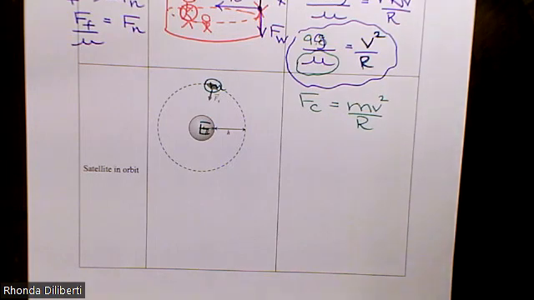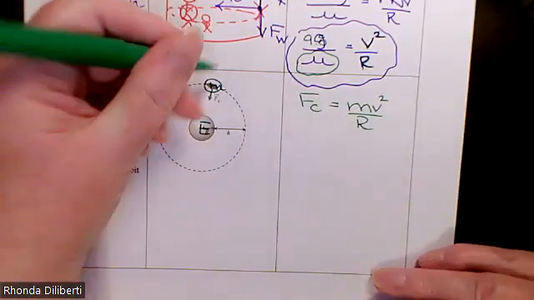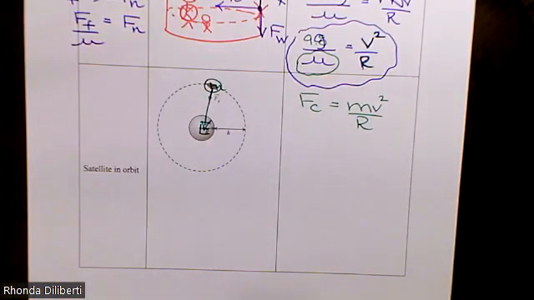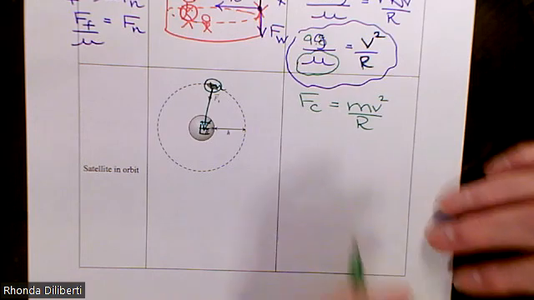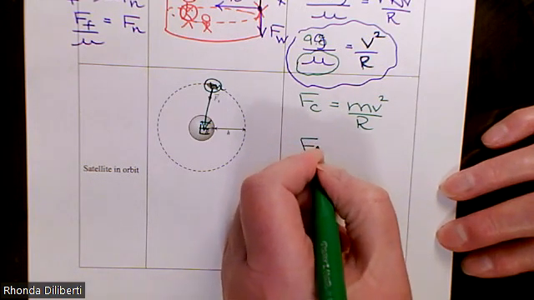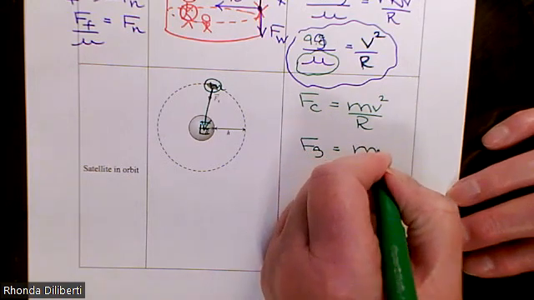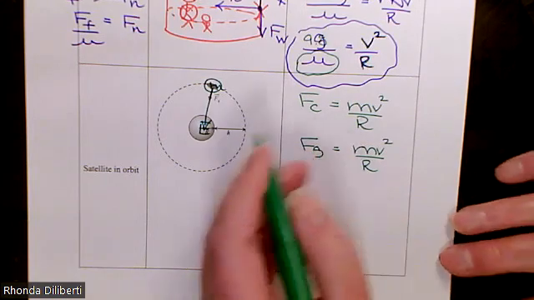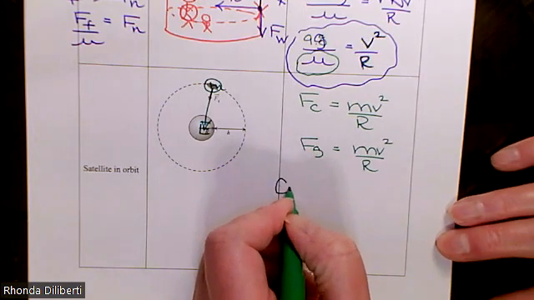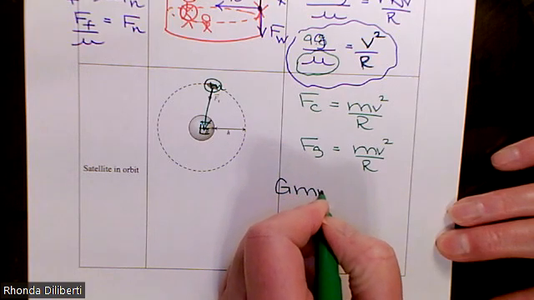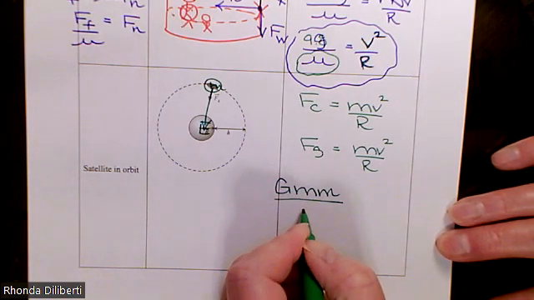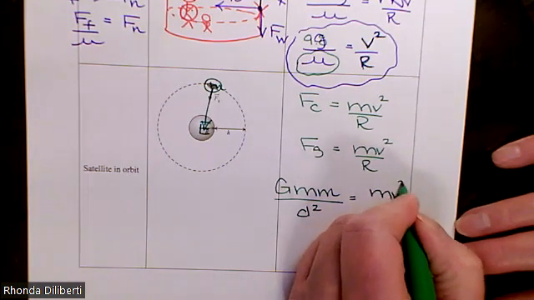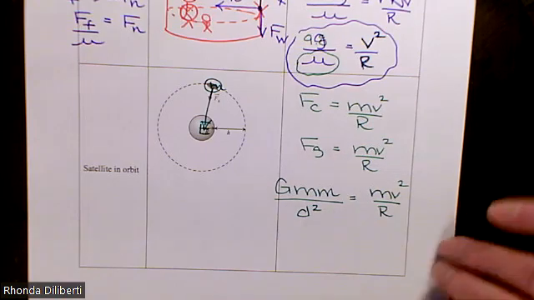All right, what holds the moon in place? Like, what is the force that's going towards the center? Again, it's invisible, but it's gravity. And gravity is the gravitational force. Fg equals mv squared over r. And we know the equation for Fg is the universal gravitational constant, m1, m2 over, I'll call it d squared, equals m v squared over r.